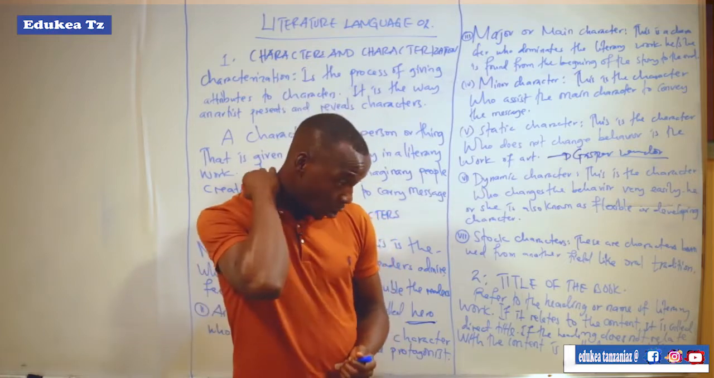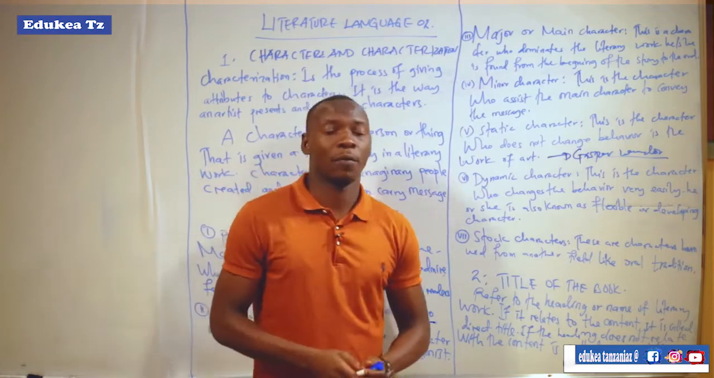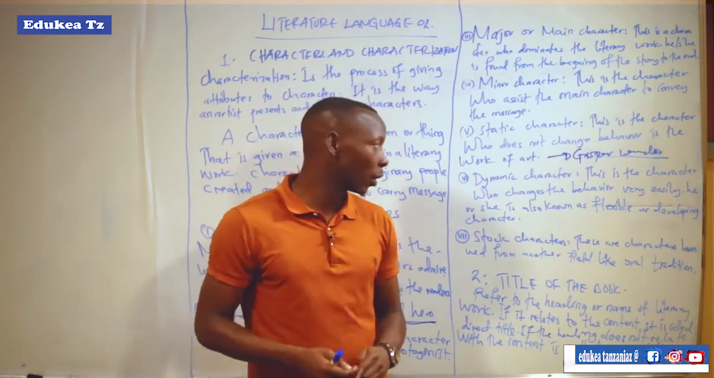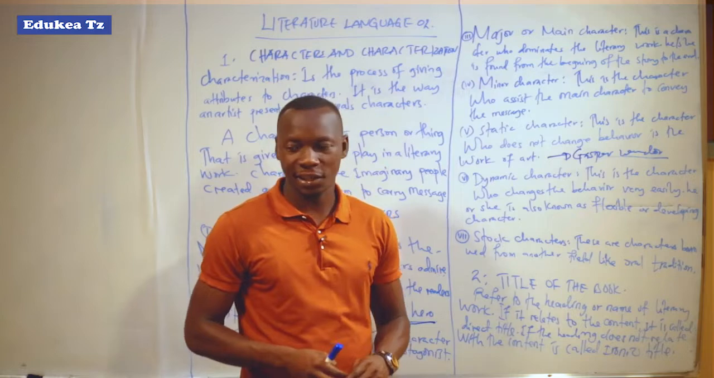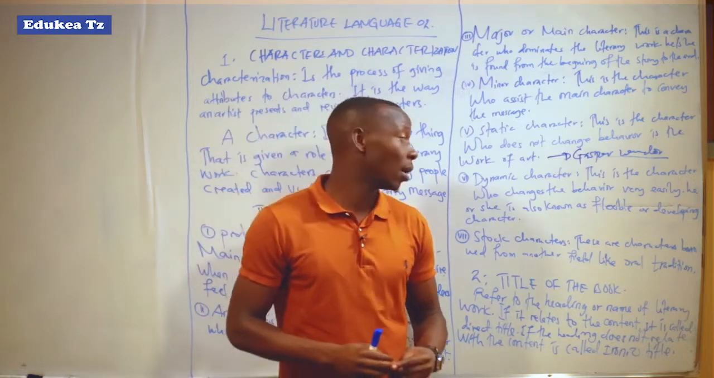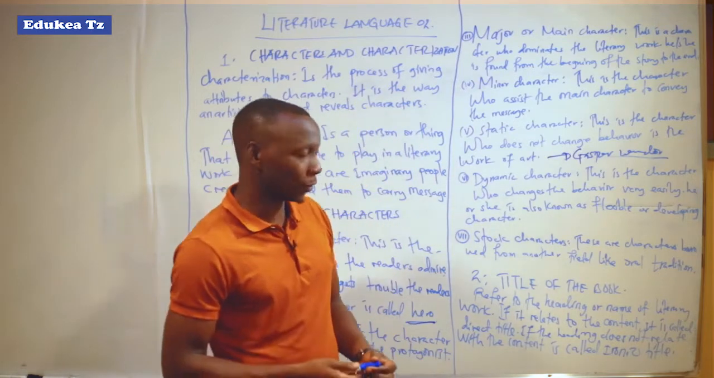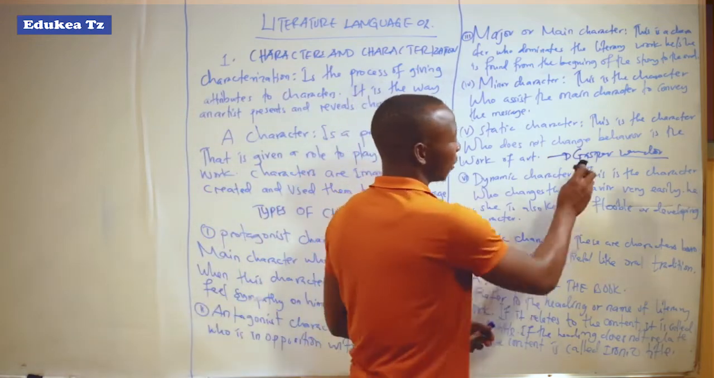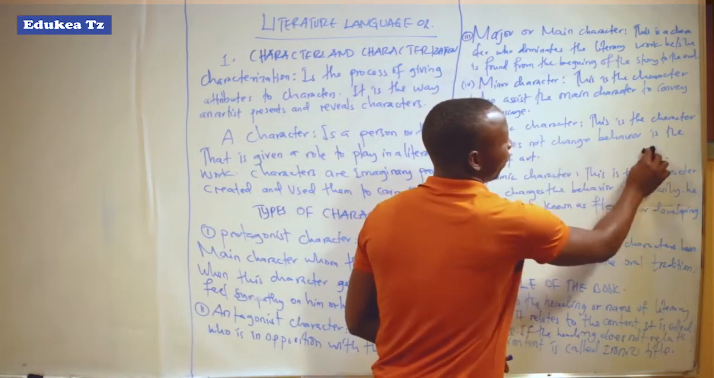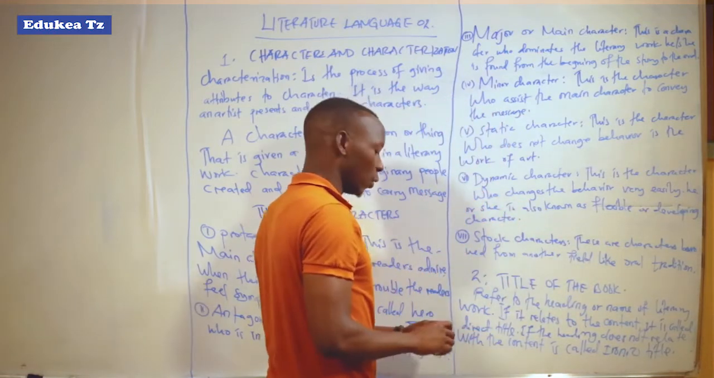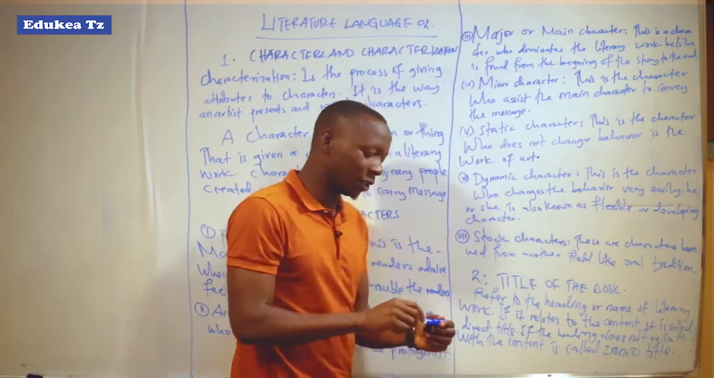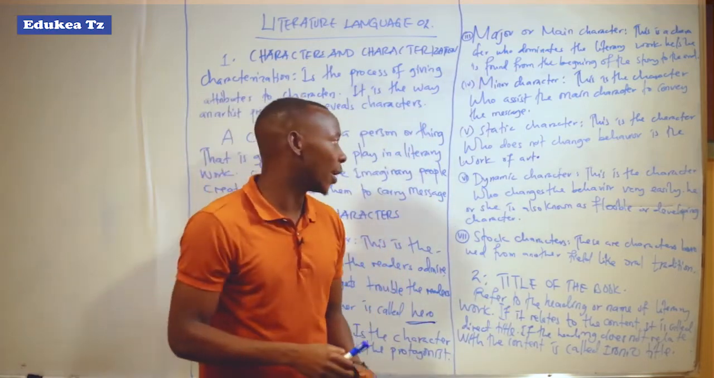He stands alone, and he fought for the culture. Also, he fights for social and economic problems until the end, when he decided to quit from the government. So this is one of the examples of static characters. If you read the text and you find the character does not change from the beginning of the text to the end of the text, that is a static character.